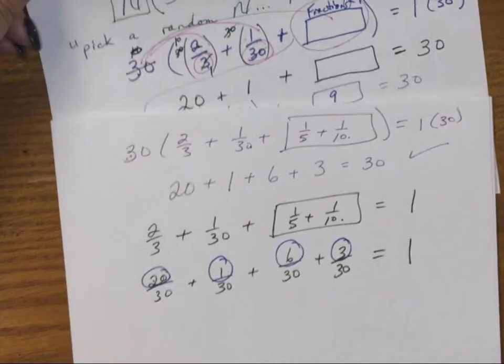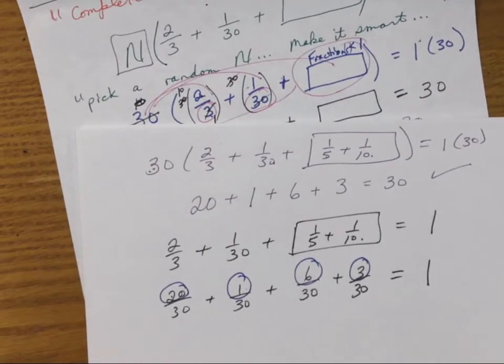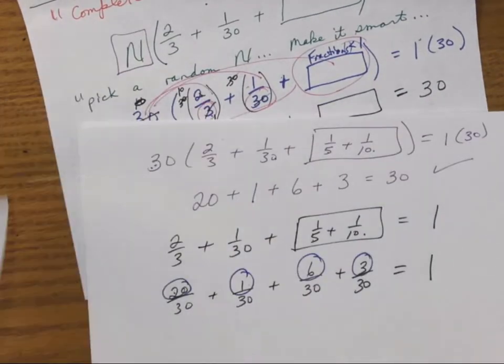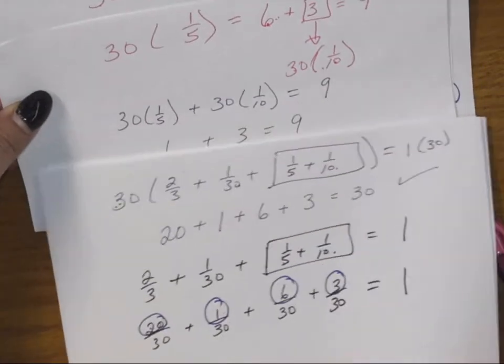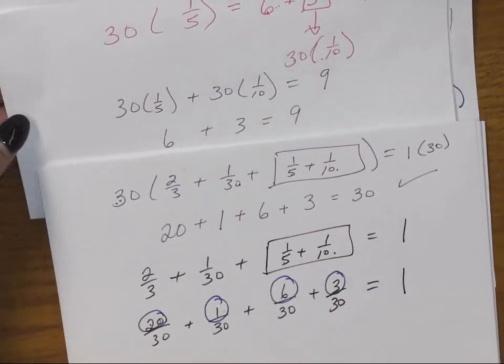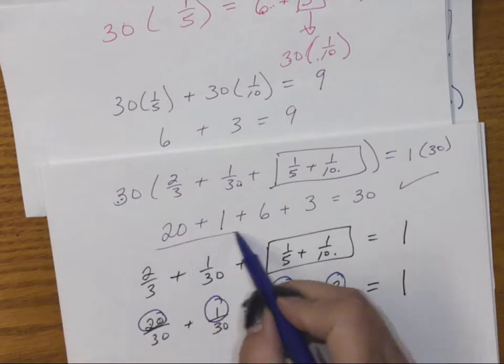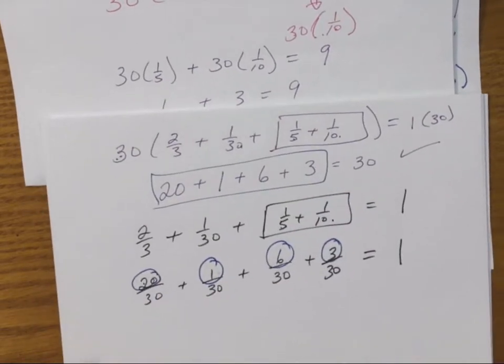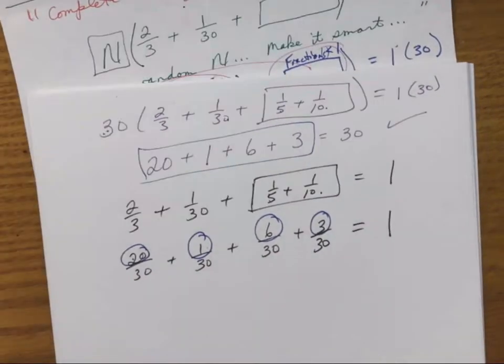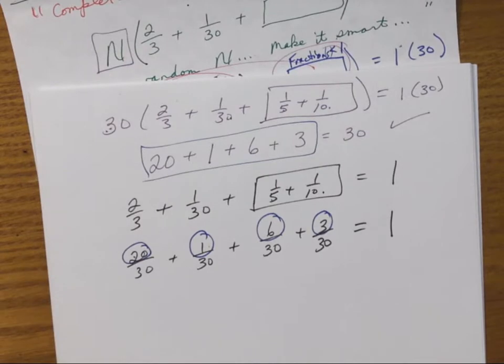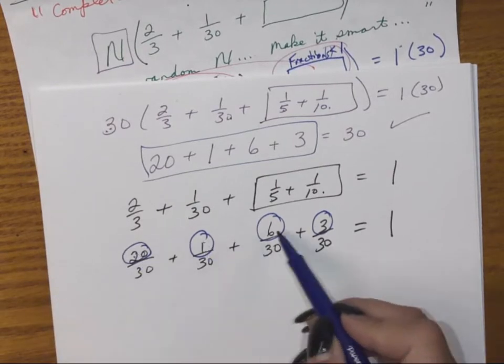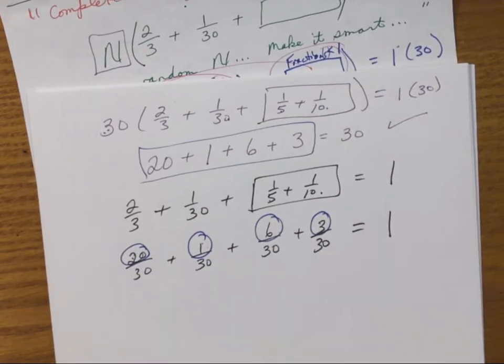Look. Oh, where did it go? Sorry. Yeah. So right there I had it, right? Well, it's right here. I'm sorry. 20 plus 1 plus 6 plus 3. There it is. I have it there. And I'm getting those same exact numbers on the numerators here.